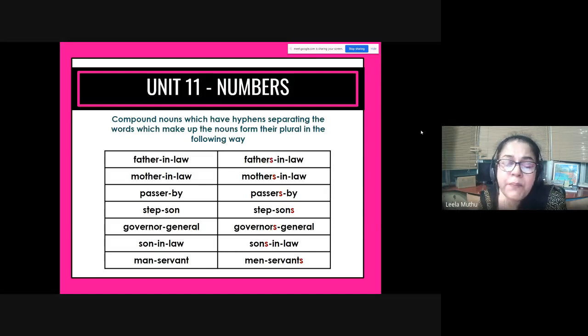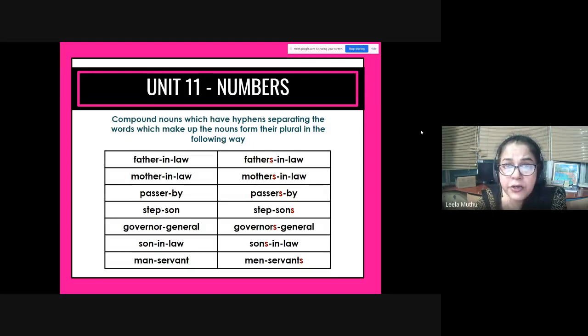Okay, now you have compound nouns where the noun is made up of a group of words. Like in these cases on the left hand side, you have basically relations where they're either created through marriage. So in this case, we have father-in-law, mother-in-law, a passer-by, stepson, a governor-general, which is a title. Then you have son-in-law, you have manservant. Okay, these are compound words and the words are separated by hyphens, as you've noticed. Now, how do we change such words into the plural form? It is super simple. Okay, now father-in-law, we say fathers-in-law.